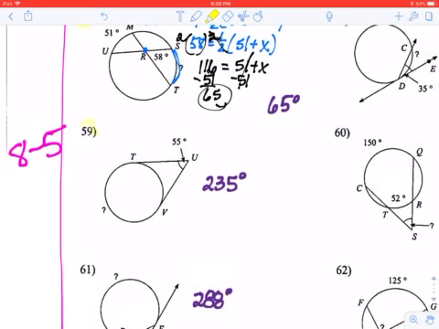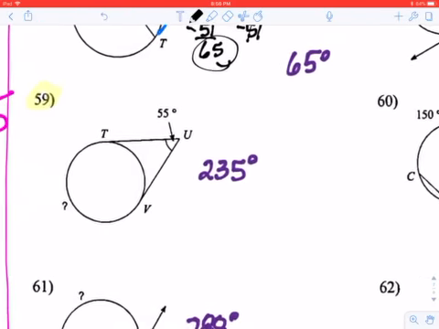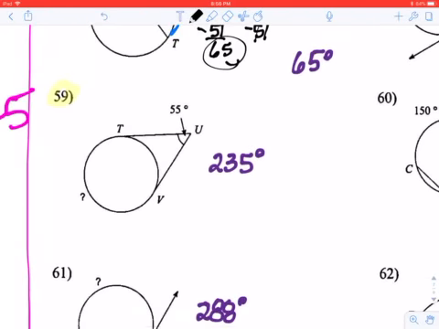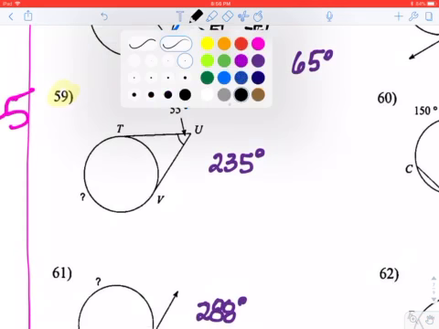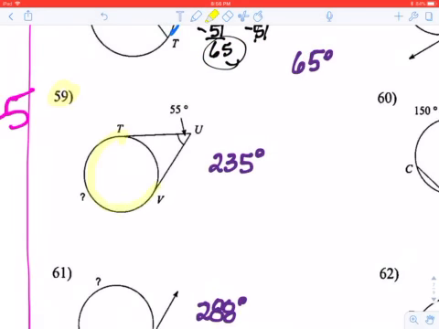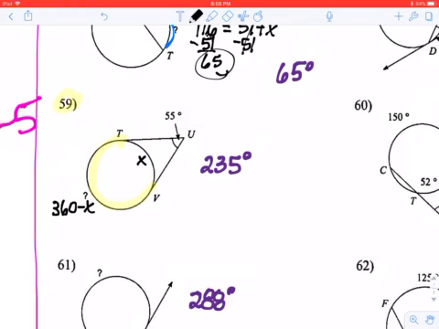Alright. Number 59 is a little trickier. I didn't realize I gave you one like this, but bear with me here. These are two tangents, right? What I want to do is, I know I need to solve for this whole arc here. Before I do that though, let's call TV x, and we're going to call this whole other thing 360 minus x, because they have to add up to 360. Okay?